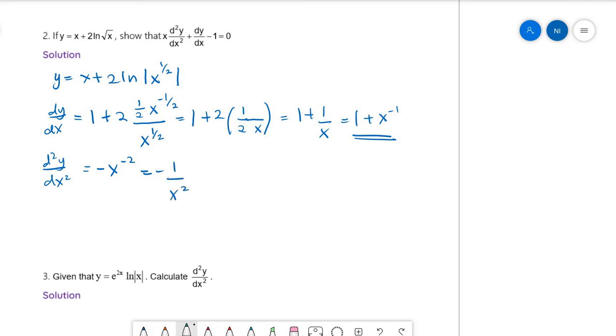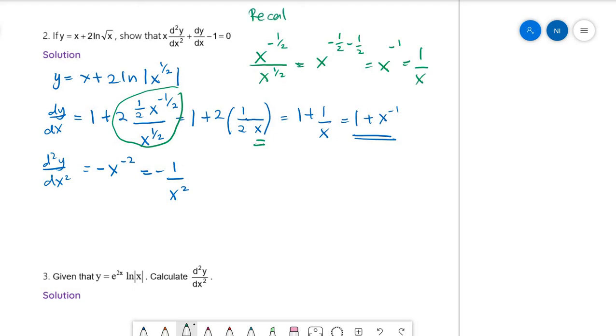Before we move on, I think some of you might be a little confused on how I simplified it into x. Please recall the law of index. Right now we have x to the power of negative half over x to the power of half. It can also be written as x to the power of negative half minus half, right? So it is x to the power of negative 1, which is the same as 1 over x. Okay, so let's continue on.